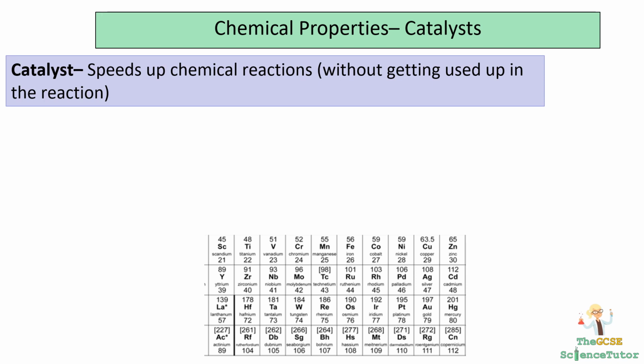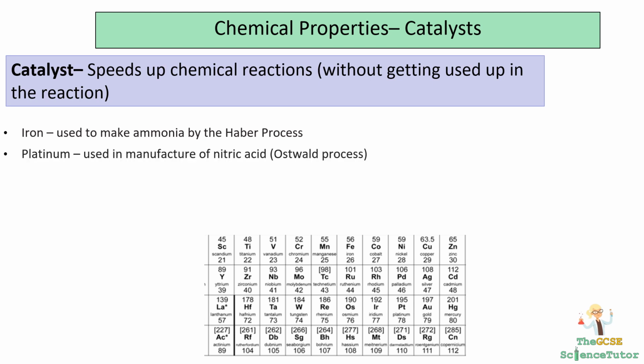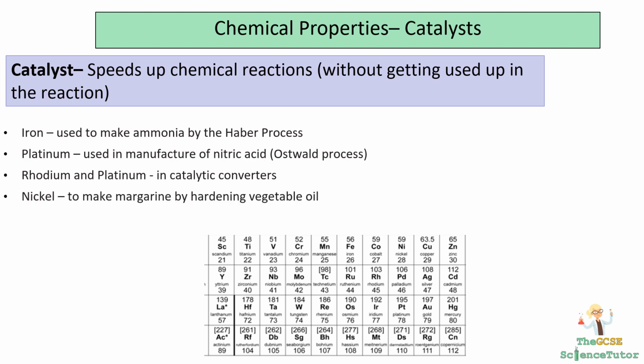Catalysts are something that speeds up a chemical reaction without getting used up in the reaction. We will look at this further in a future module. However, transition metals are really useful catalysts. For example, iron is used to make ammonia by the Haber process. Platinum is used in the manufacture of nitric acid. Rhodium and platinum are used in catalytic converters in cars. Nickel is used to make margarine by hardening vegetable oil. And vanadium 5 oxide is used in the contact process to make sulfuric acid. Group 1 metals are not used as catalysts.